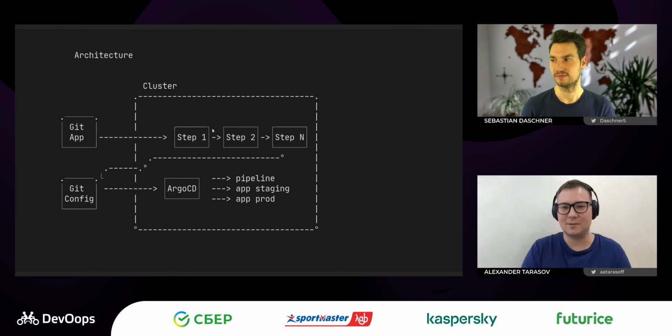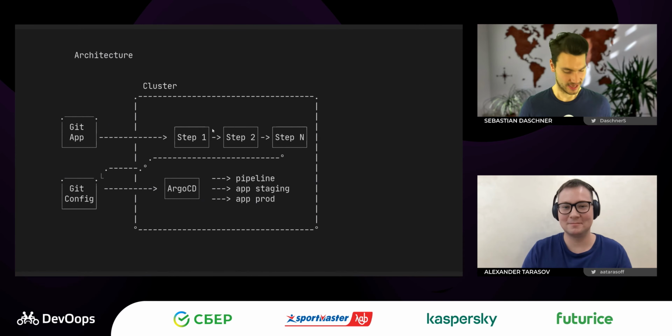So we have a question about ArgoCD. The question is how to do rollback with ArgoCD, because as I understand, we deploy via Git commit, so what should we do to roll back our changes if something goes wrong in production?